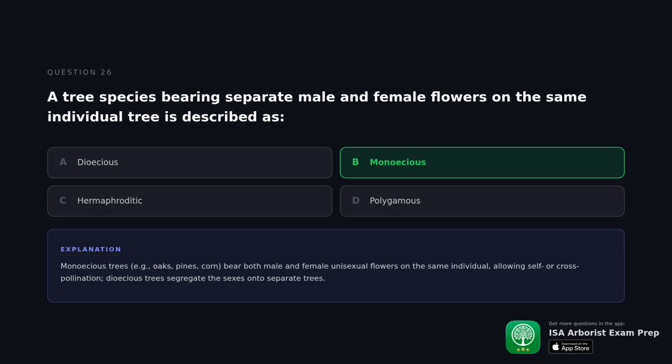The correct answer is monoecious. Monoecious trees, for example oaks, pines, corn, bear both male and female unisexual flowers on the same individual, allowing self- or cross-pollination. Dioecious trees segregate the sexes onto separate trees.